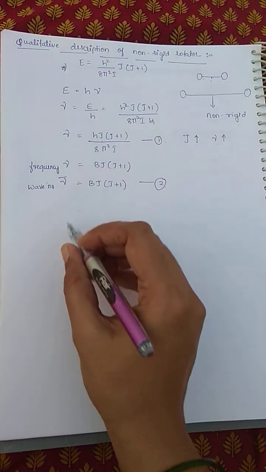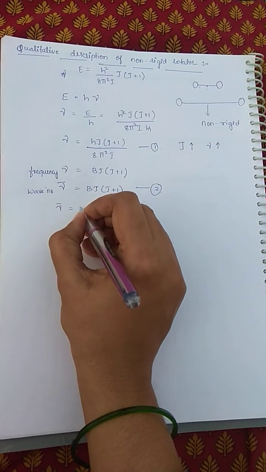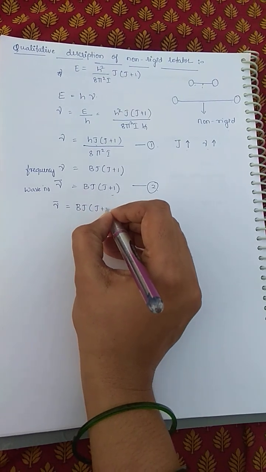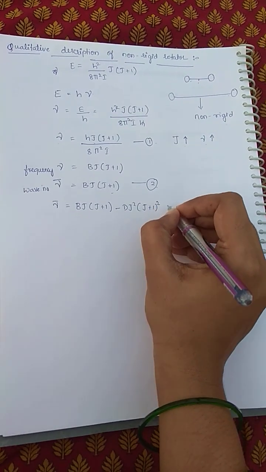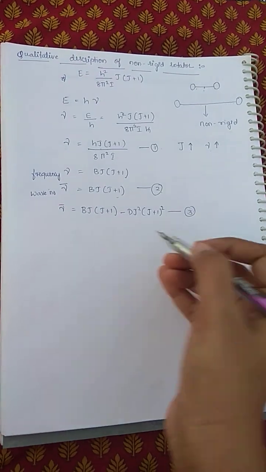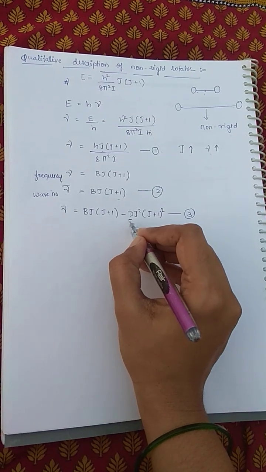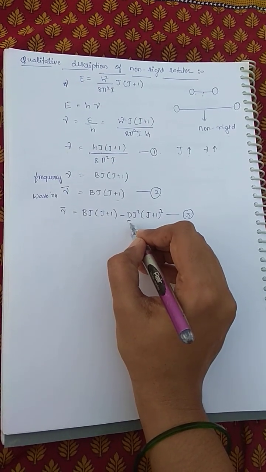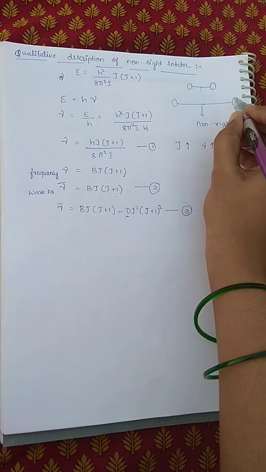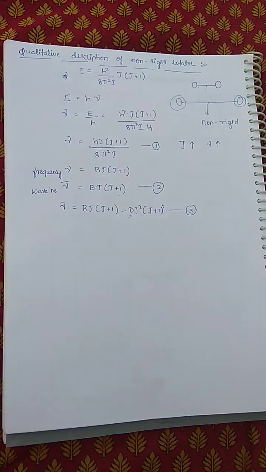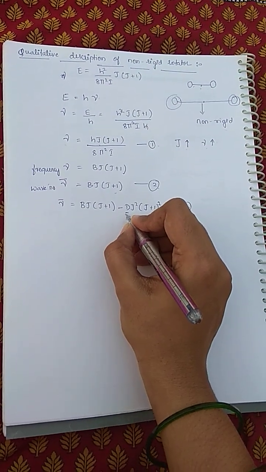Now the molecule is behaving like a non-rigid, hence this equation can be written as mu bar is equal to B J into J plus 1 minus D J square into J plus 1 whole square. Call it equation number 3. This term is called the centrifugal distortion, and D is called the centrifugal distortion constant, because when the bond length increases, the atoms act as a centrifugal force.